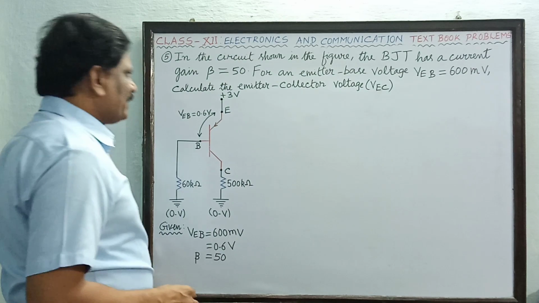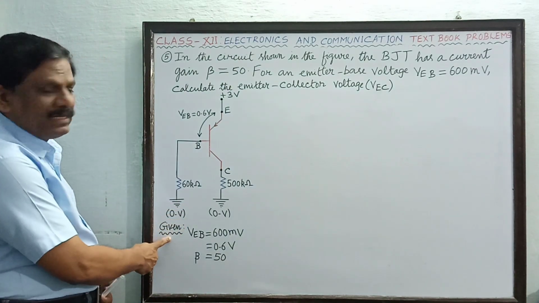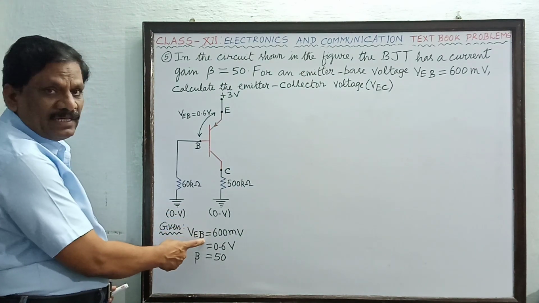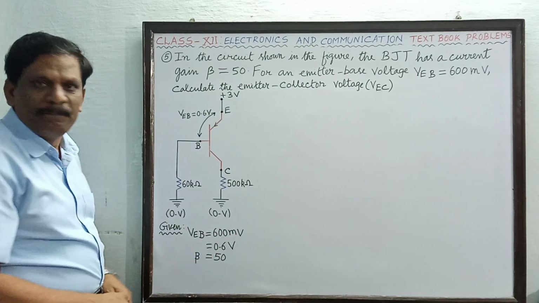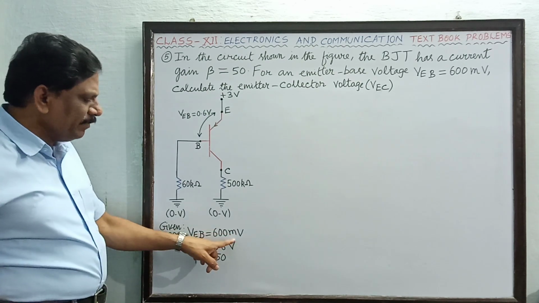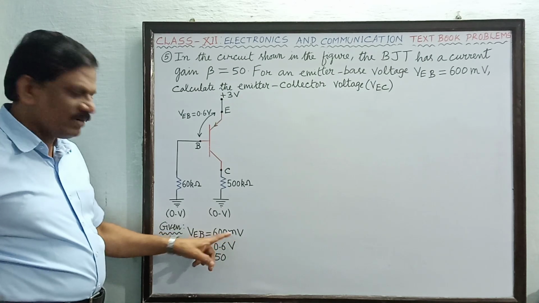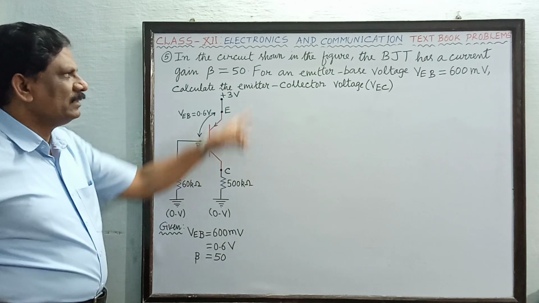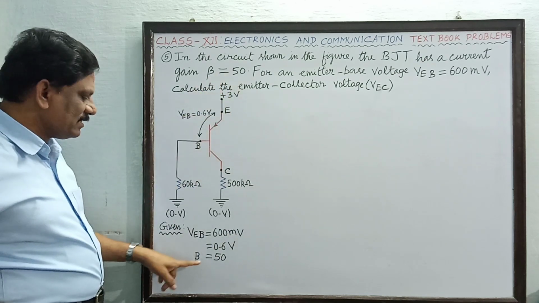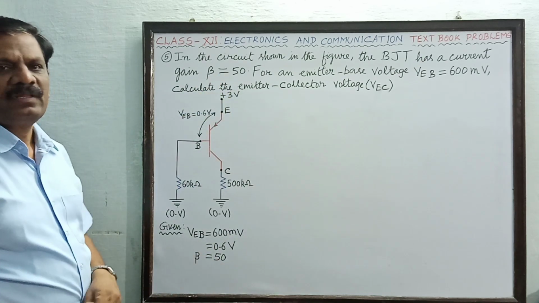So what is given? First I have written what is given here. The emitter base potential difference is 600 millivolt. Milli means it is 10 power minus 3. Therefore 600 into 10 power minus 3 will become 0.6 volt. Then the beta gain of the transistor is 50.